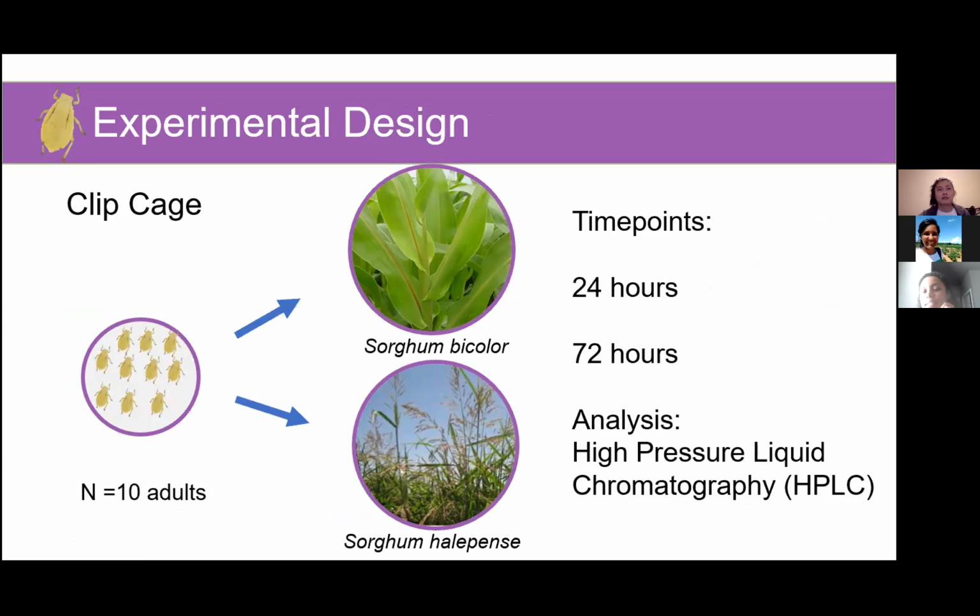And then once I collected the honeydew, I used the technique called high pressure liquid chromatography, or HPLC, to essentially determine how much of certain sugars and total sugars were in a particular sample of honeydew.